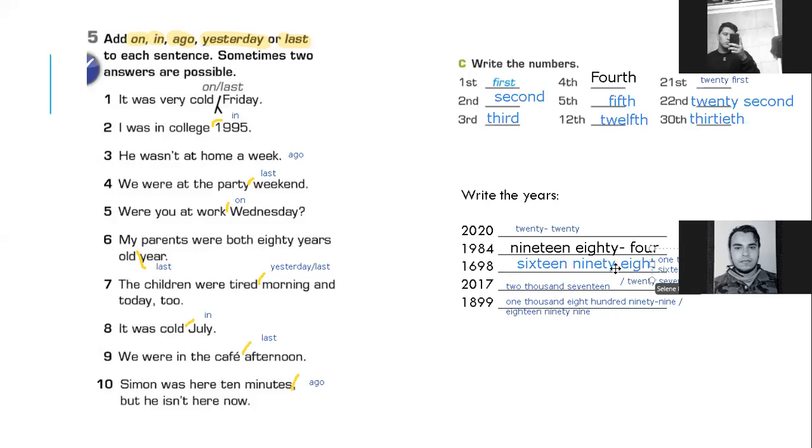Pudiera ser 1698 o así, como comentó Alejandro, 1698, que es más largo, pero también se vale, ¿no? Siempre está bien, no es como que esté mal que usen las fechas completas, número tal número, pero cuando hablamos de años, es mucho más común y más fácil también separar los números.